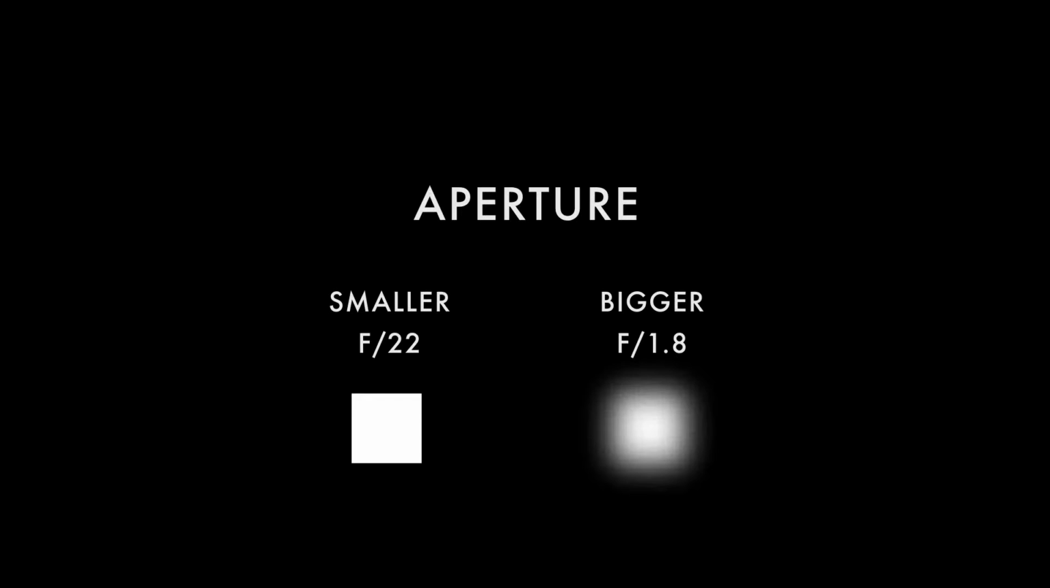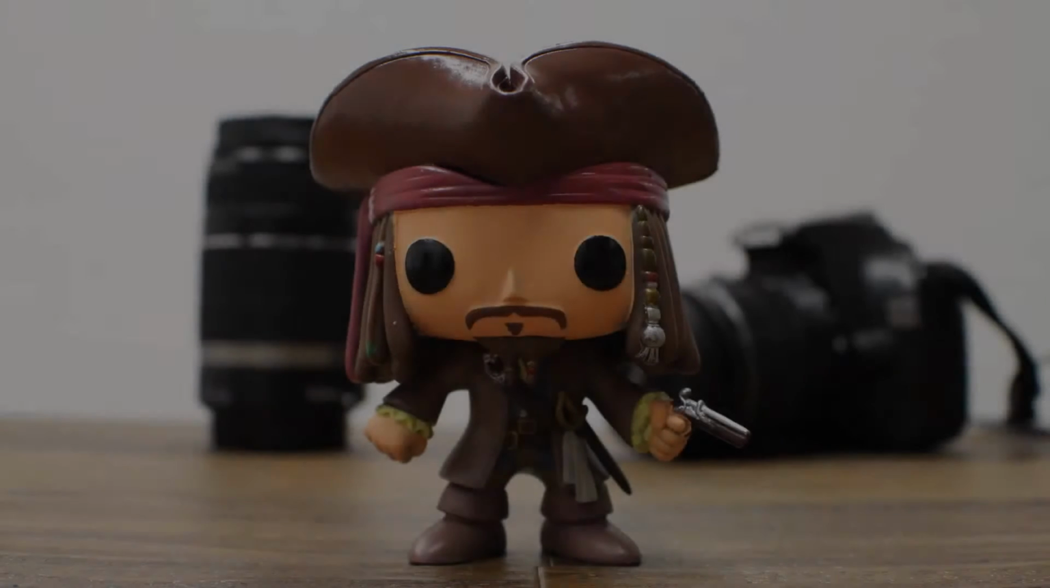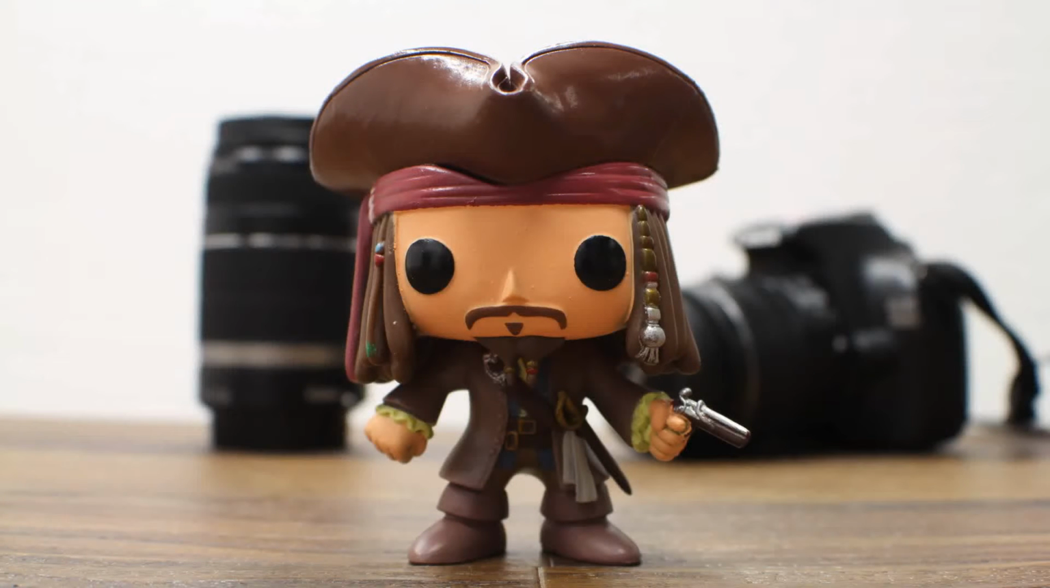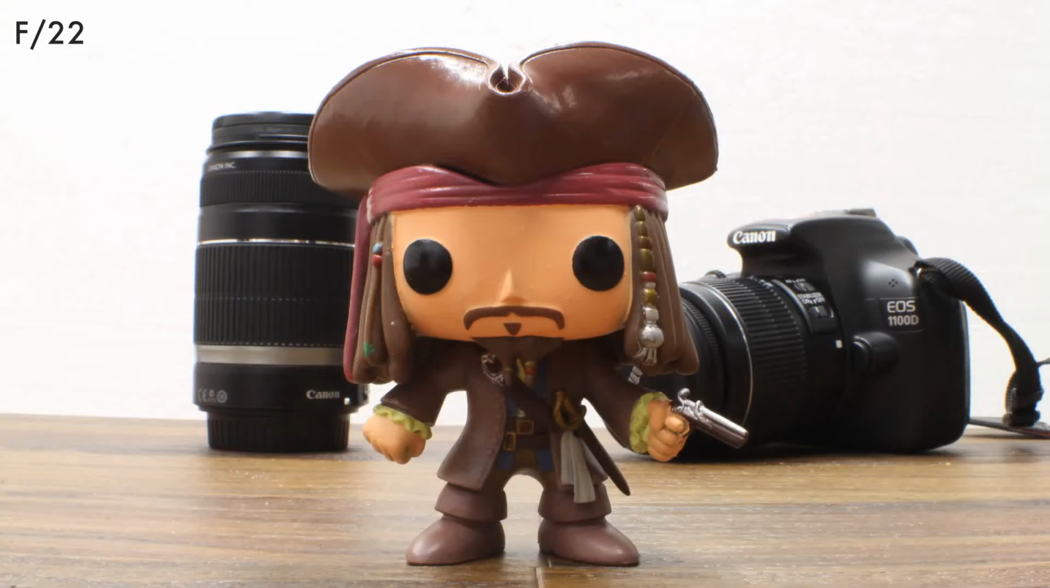Next is aperture. Don't get confused. Smaller aperture means bigger f-stop, which means less blur. Bigger aperture means smaller f-stop, which means more blur. Here are the examples. You see the objects behind Jack Sparrow are blurred. This was taken at f1.8, which gives a very big aperture and it has blur. It's good for bokeh. Now this one has no blur at all. It was taken at f22. You see how the big number makes no blur and the small number gives more blur.